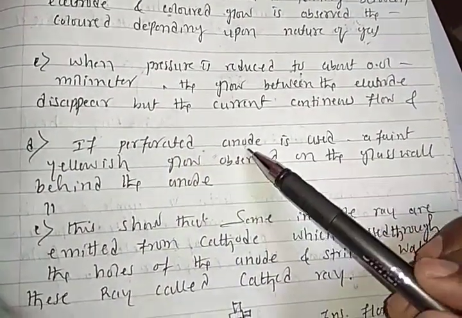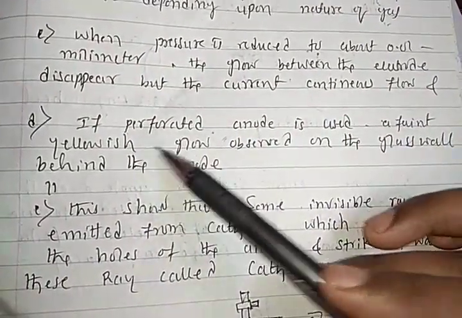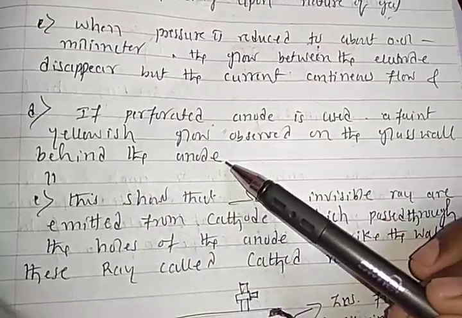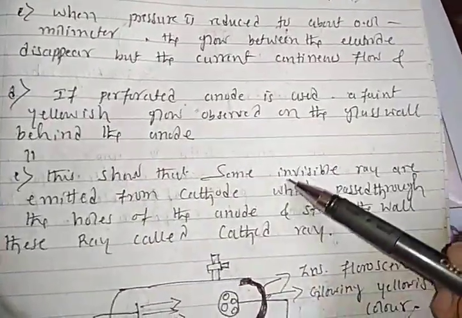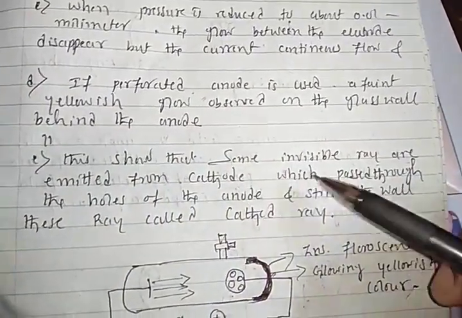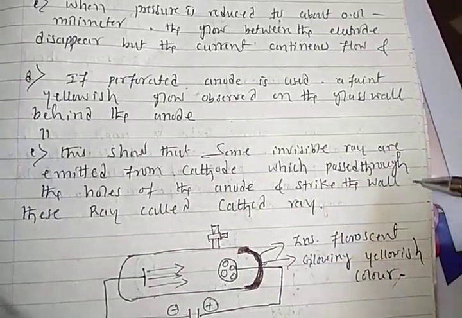If a perforated anode is used, a faint yellowish glow is observed on the glass wall behind the anode. This shows that some invisible rays are emitted from the cathode, which pass through the hole of the anode and strike the wall.